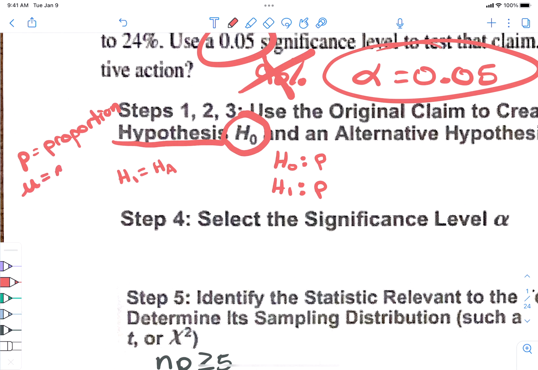Mu is for mean. Sigma is for standard deviation. I don't think I ever make you do variance, but anyway, so there's those. All right, so for right now, we're talking about P.